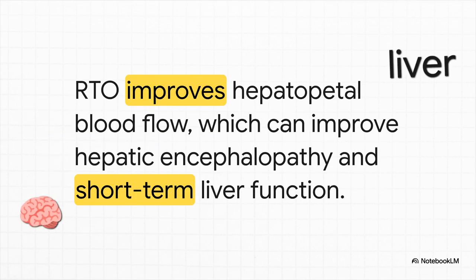But there is a silver lining to this increased pressure. By closing off that shunt, you're forcing more blood to flow through the liver, what we call hepatopetal flow, and this can actually help wash out toxins and improve hepatic encephalopathy. It's even been shown to improve liver function scores in the short term, which can be an amazing bridge for patients who are waiting for a transplant.